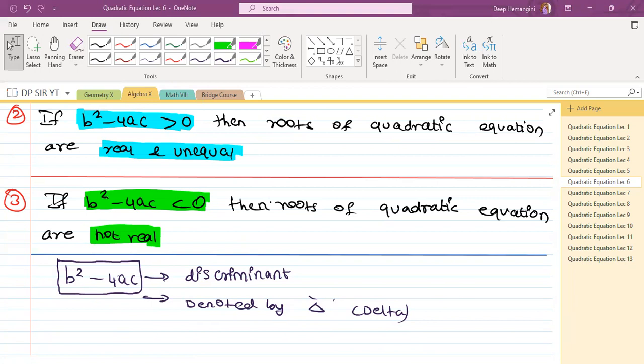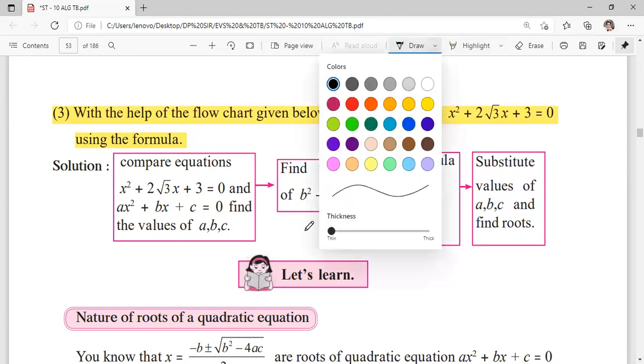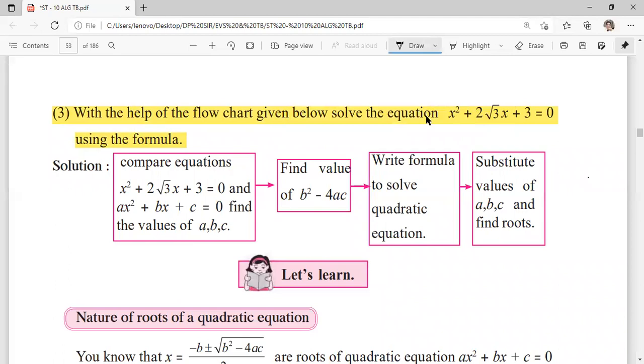I hope the third main question is visible on the screen. Can you all see this? Is my textbook visible? With the help of the flowchart given below, solve the equation using the formula. This part I left up to you. This will be a very right way of testing your knowledge. Since the steps are given, you need to only solve.